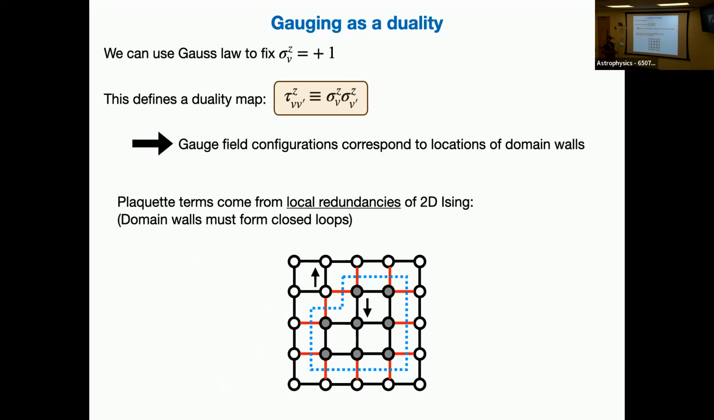So what this means is that the configuration of the gauge fields basically corresponds to the arrangement of the domain walls in the original problem. If I start with some spin configuration, I could describe it rather than with the original spins, instead with the location of the domain walls, which are misaligned spins. And that's what these new gauge degrees of freedom are. And importantly, the plaquette terms in the toric code correspond to the constraint that these domain walls have to form closed loops, which means that for every plaquette, if there is a domain wall coming in, it has to go out. Okay?